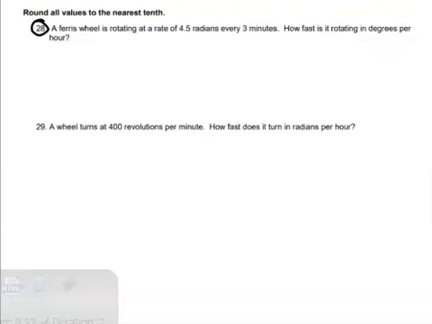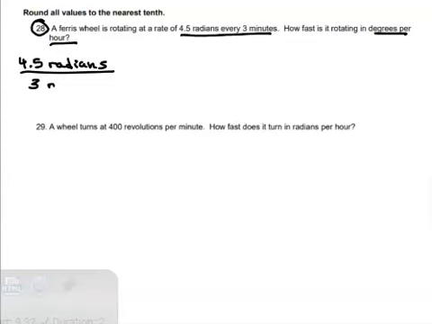Okay, so we'll start with 28. What we're doing is we're changing rates, right? We're basically going from radians per minute to degrees per hour. It says a Ferris wheel is rotating at a rate of 4.5 radians every 3 minutes. So I'm going to start out with that.